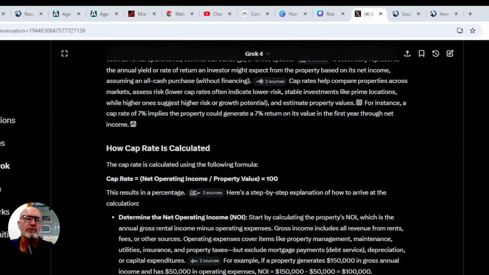Firstly, you can inquire yourself on Grok or ChatGPT or whatever it is. But just from a broader principle point of view, the lower the cap rate, the more expensive the property, and that also normally means the better the property. The higher the cap rate, the cheaper the property, and that normally also means the quality of the property is not as good. So just bear that in mind.